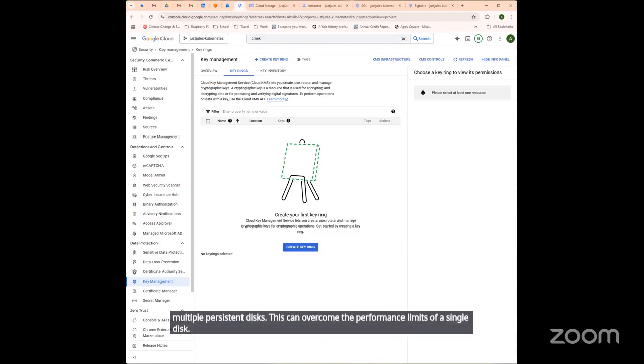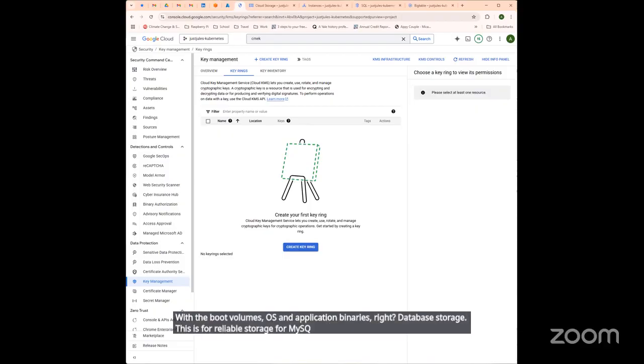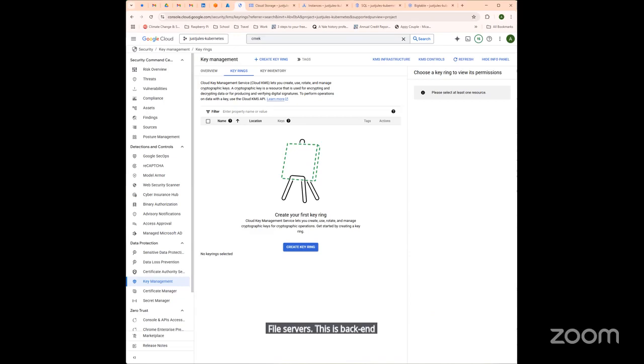Common use cases include how they excel in these areas. Boot volumes. With the boot volumes, OS and application binaries, right? Database storage. This is for reliable storage for MySQL, PostgreSQL, etc. File servers. This is backend storage for NFS or Samba services. Shared application storage when apps need a consistent file system.